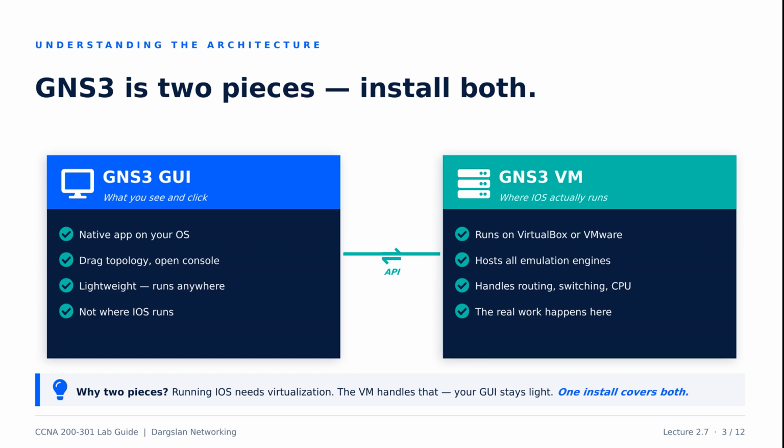Before we install anything, understand what you're actually installing, because GNS3 ships as two cooperating pieces. On the left, the GUI is the native app on your machine, where you drag routers onto a canvas and pop open consoles. On the right, the GNS3 VM runs inside VirtualBox or VMware, and that's where the real Cisco IOS images actually boot and burn CPU. The two talk to each other over an API, so your interface stays snappy while the heavy virtualization happens in the background. Good news, one installer handles both and we'll set them up together in the next few slides.